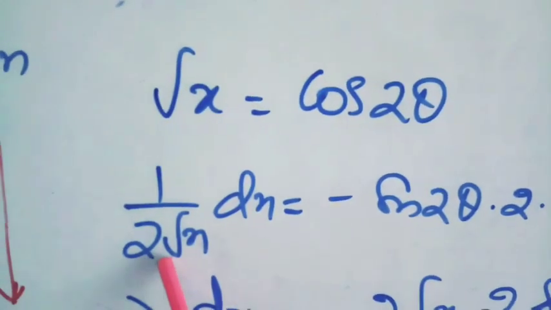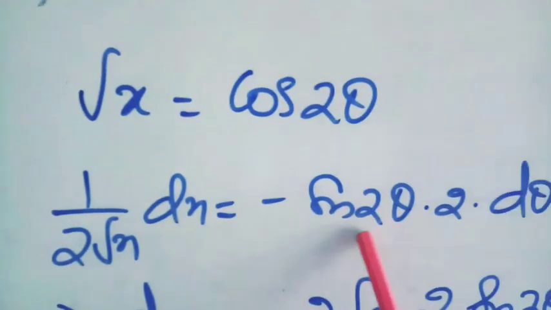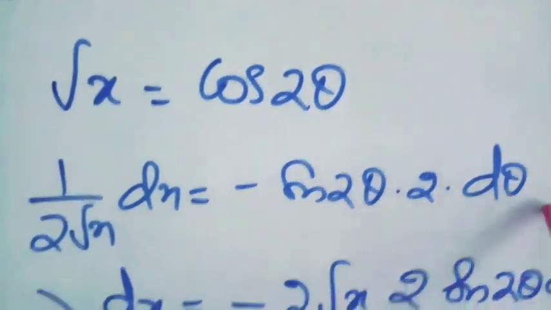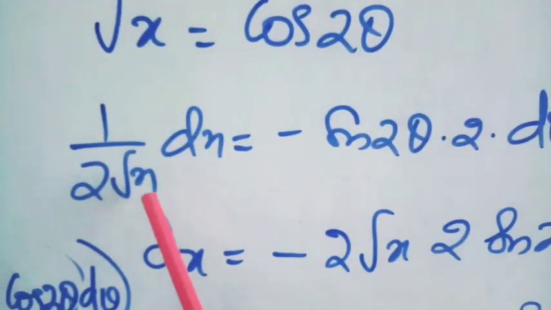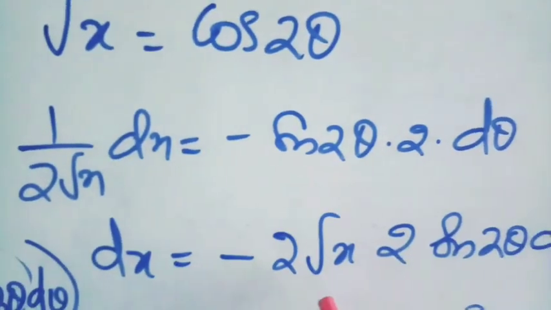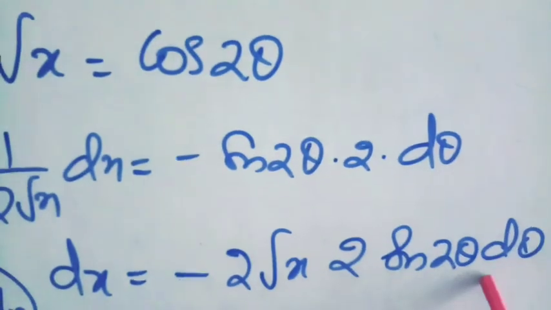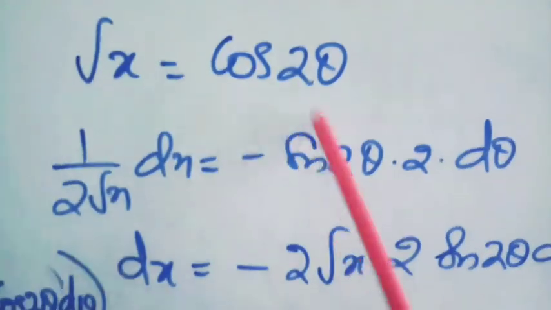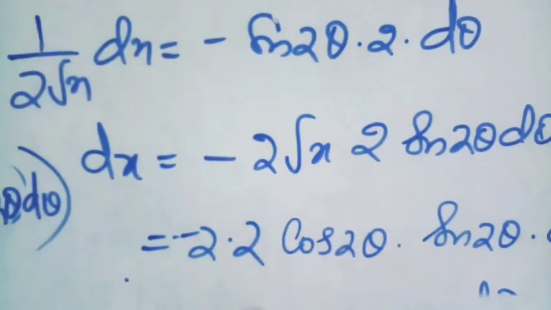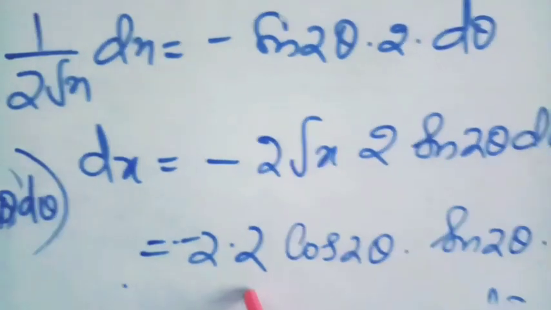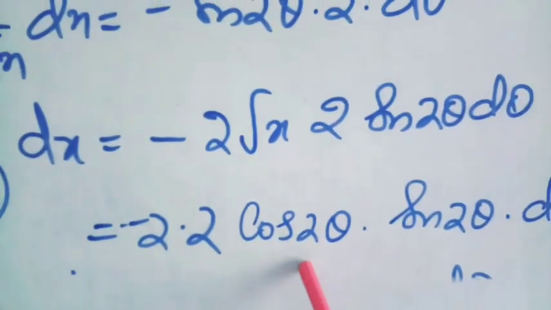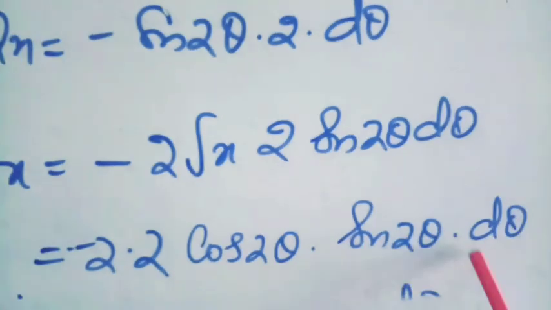So differentiating, 1 by 2 root x dx is equal to minus sin 2 theta into 2 d theta. dx, you cross multiply this 2 root x to right side: minus 2 root x into 2 sin 2 theta d theta. What is root x? Cos 2 theta. So minus 2 into 2, minus 2 into 2 cos 2 theta and sin 2 theta d theta.